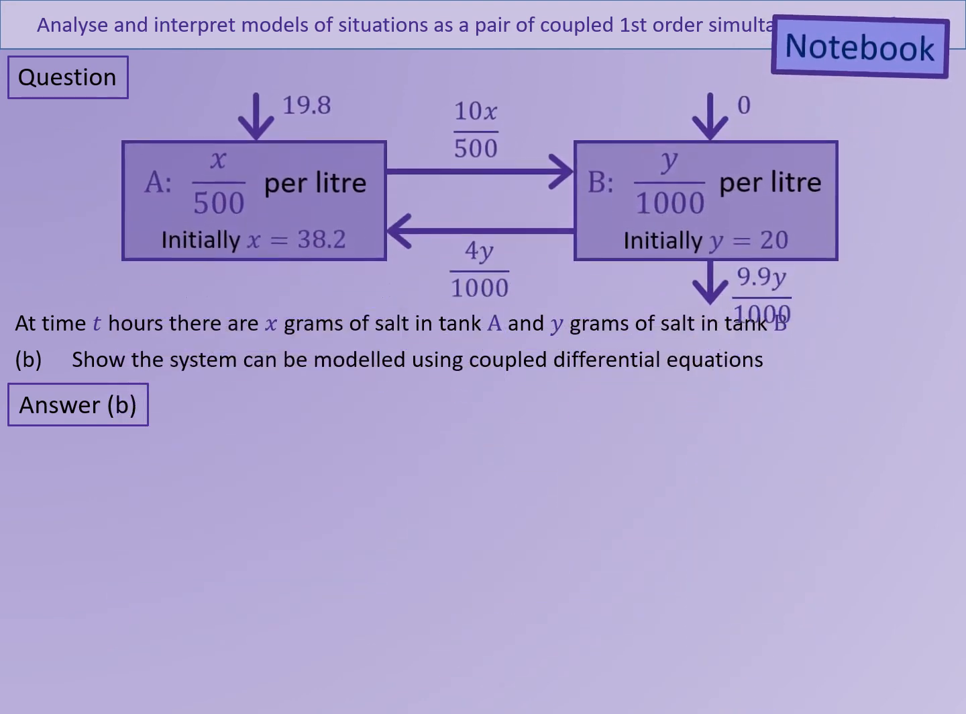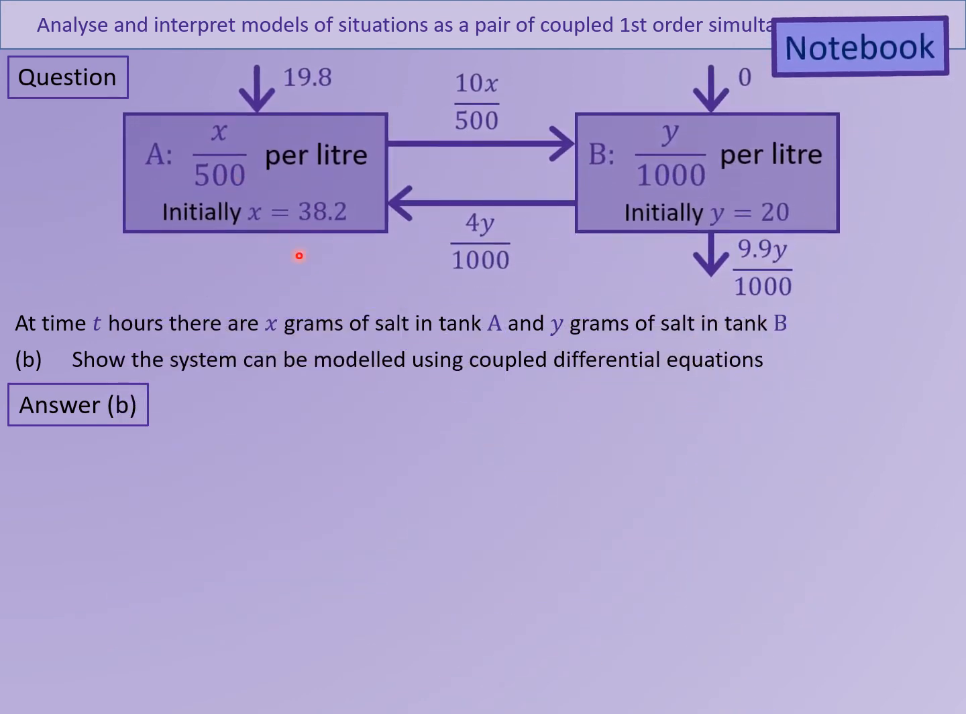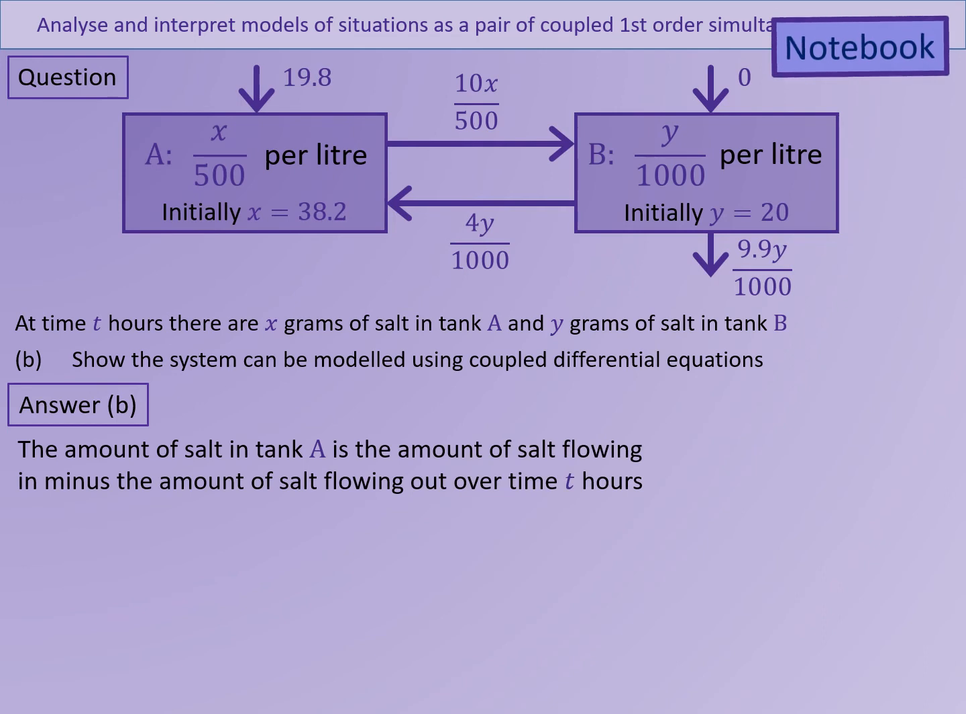So what I can do now is I can replace all that writing and just keep my diagram up there to help me with the rest of the questions. Right, so I'm going to use a diagram with all the information. So the amount of salt in tank A is the amount of salt flowing in minus the amount of salt flowing out over the time t.